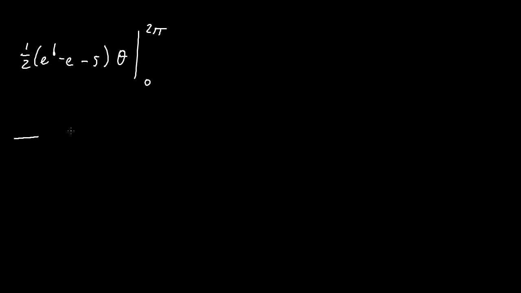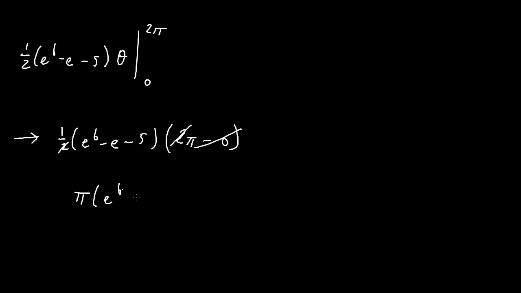When I evaluate, we'll get 1/2 times e to the 6th minus e minus 5 times, when I plug in 2 pi for theta, we'll get 2 pi, minus when I plug in 0 for theta, we'll just get 0. I can cross out the 0, and so when I multiply these two, the 2's will cancel, and so we're left with pi times e to the 6th minus e minus 5. And that's the final answer.